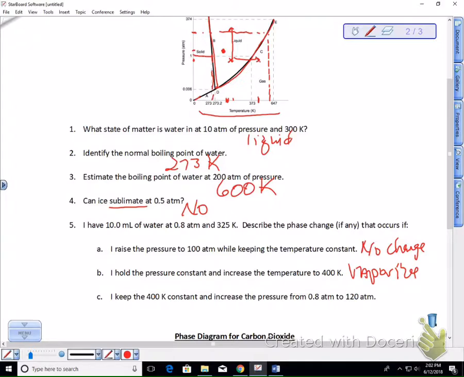So now my new position is here. I'm going to increase the pressure from 0.8 to 120, so I'm going to go up. I'm going to cross that line again, so I will condense or liquefy.